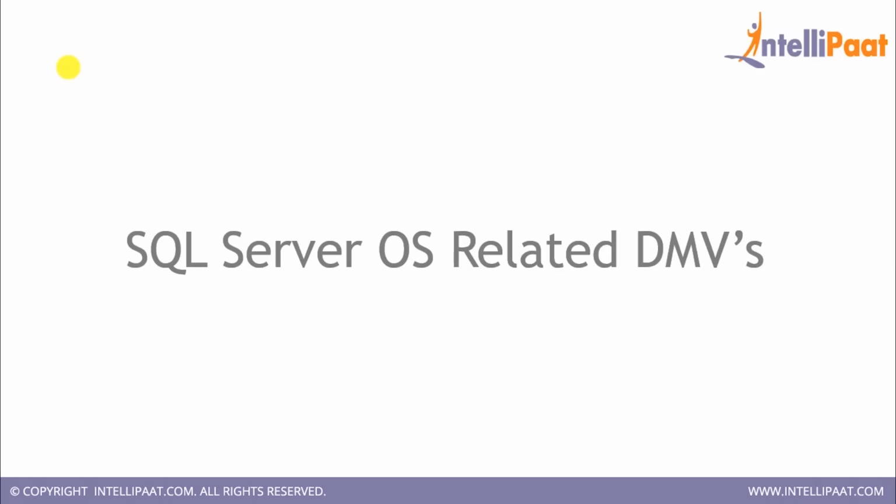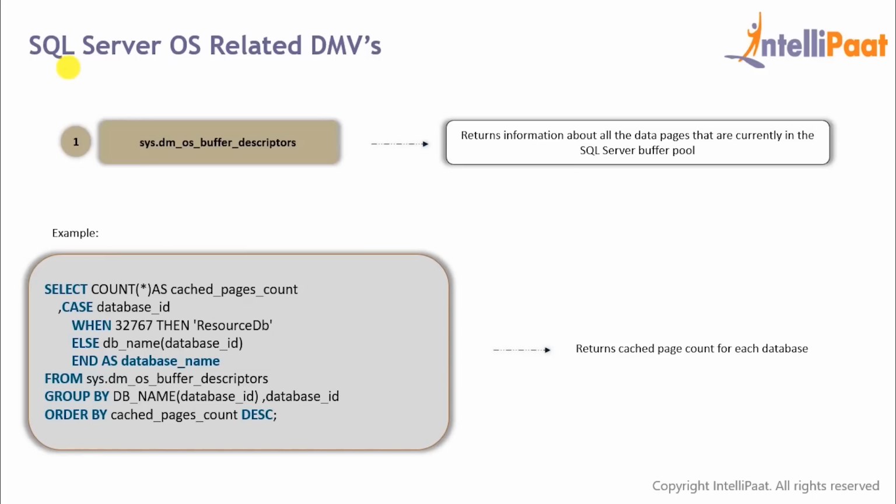Next we'll head on to SQL Server OS related DMVs. So first we have the dm_os_buffer_descriptors, which returns information about all the data pages that are currently in the SQL Server buffer pool. So with this command over here, we'll get the cached page count for each database.